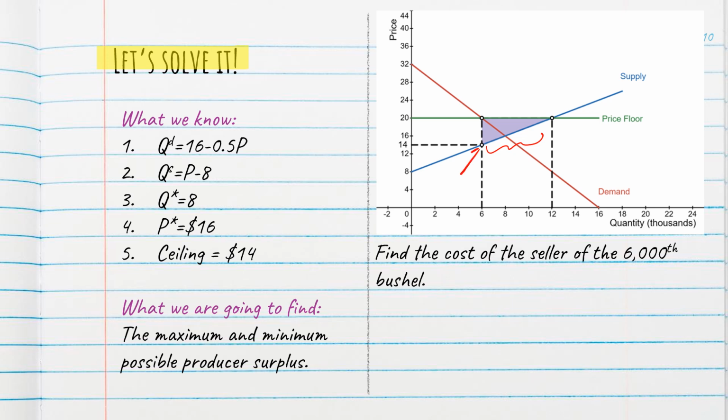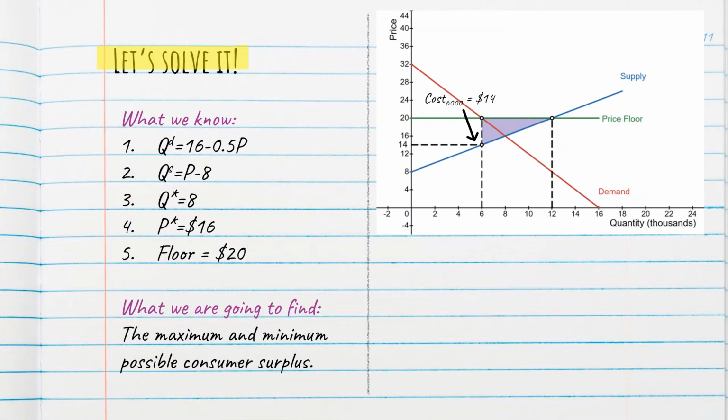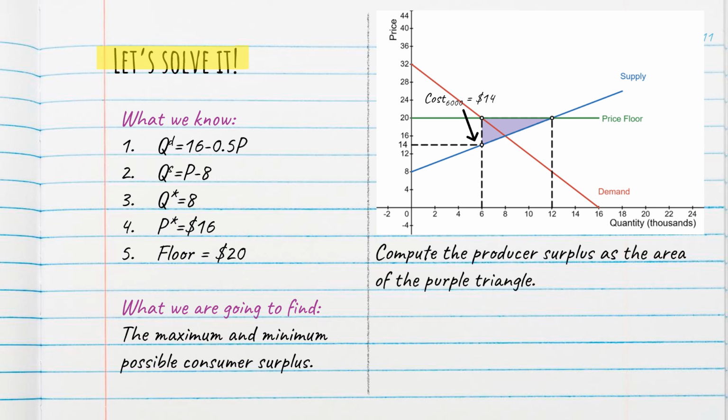And we would say, hey, I need to know the cost, or the height of the supply curve, when quantity is 6. How would we do this? We would simply set our quantity supplied, P minus 8, equal to 6, and solve for P. And we would get that P is equal to 14. We can see that that's true because I've graphed it for you. Now the final step is just to compute the area of this purple shaded triangle. That's the minimum possible producer surplus. Once we find this 14 value, solving this is very simple.